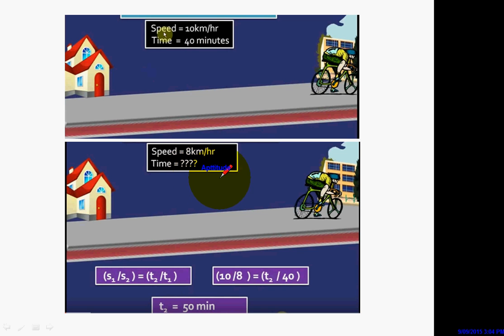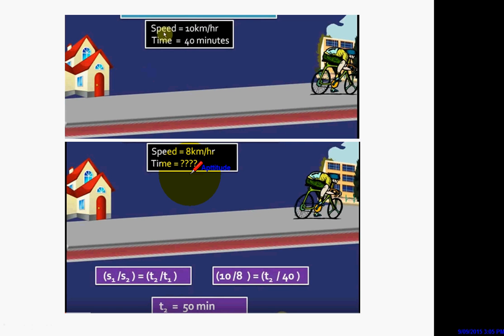In this case, we know that it is very obvious from the scenario that the distance remains constant, isn't it? So we can directly say that the speed is inversely proportional to the time taken. So S1 by S2 is equal to T2 by T1. You know that S1 is 10 and S2 is 8. We do not know the time in the second case, so T2 remains the same, divided by 40. Now if you calculate the time, it is 50 minutes. See, if the speed increases, time decreases. If the speed decreases, obviously the time increases. This is very clear. So this is a perfect example for case 3.